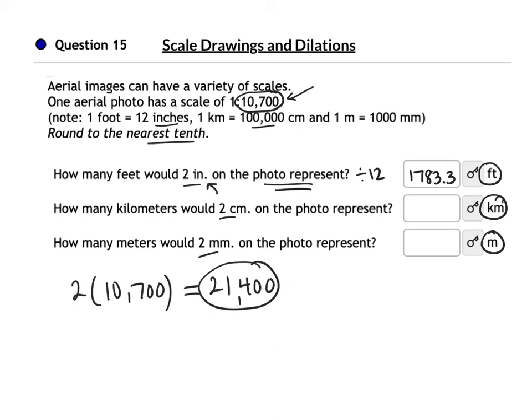1,783.3. 2 centimeters is this many centimeters in reality. And I know that 1 kilometer is 100,000 centimeters, so that's in centimeters. I'll divide it by 100,000 to make it kilometers. I get 0.214, rounded to 0.2. And the last one, I'll take the 21,400 because that would be in millimeters if I want it to be. And I'll divide it by 1,000 millimeters to make it into meters. And that is 21.4.